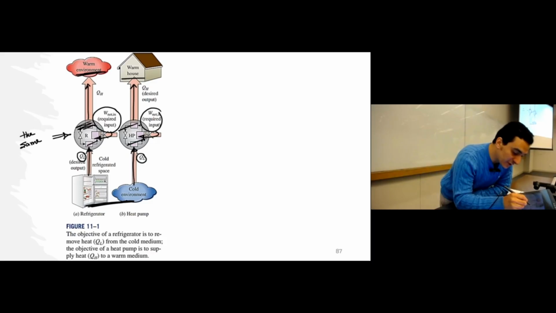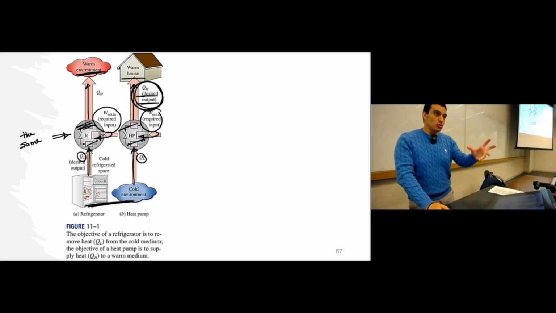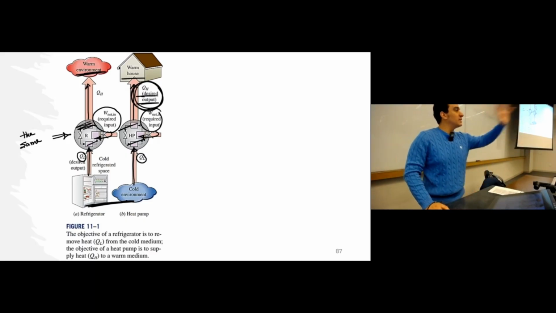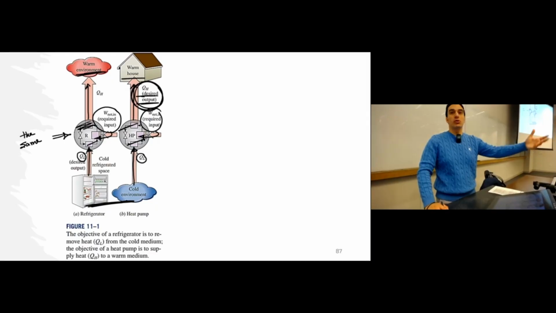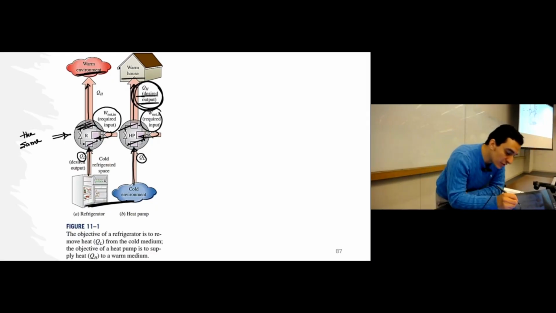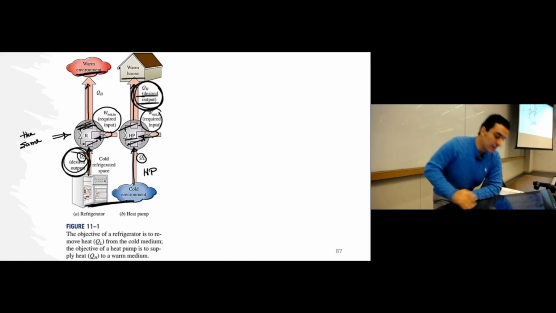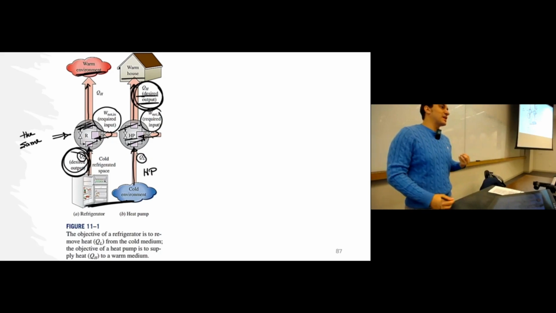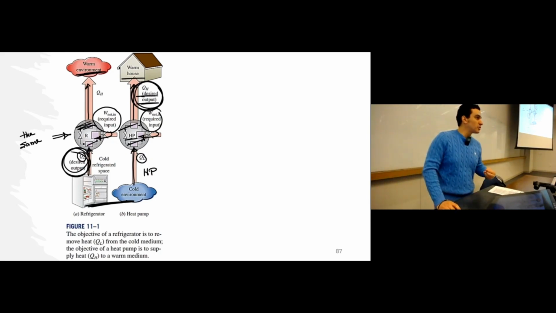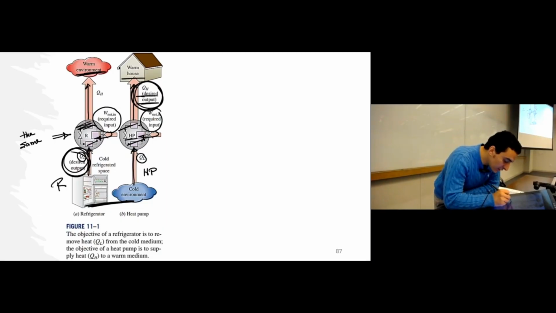So if your objective is this QH, the heat that you release to the warm environment to keep it warm or at high temperature, then this is a heat pump, HP. But if your objective is QL, the amount of heat you are extracting from the low temperature space to keep it cold, then this is a refrigerator.